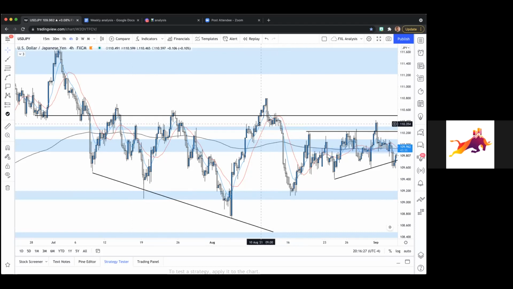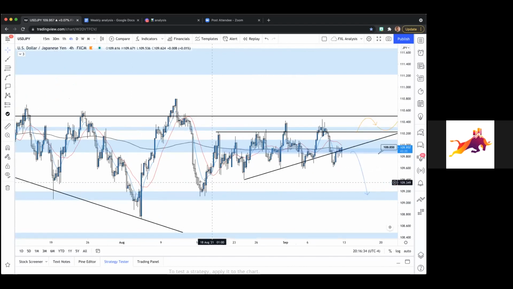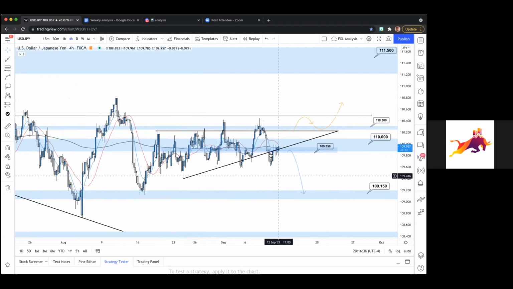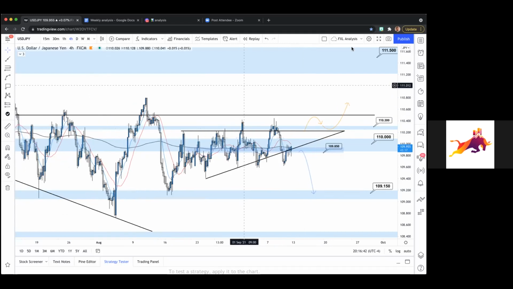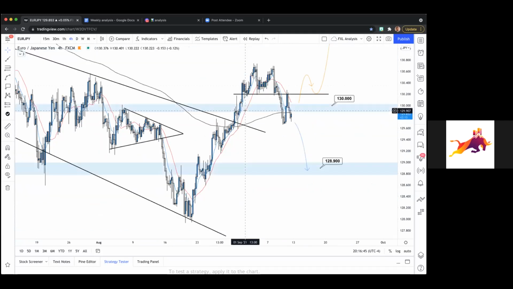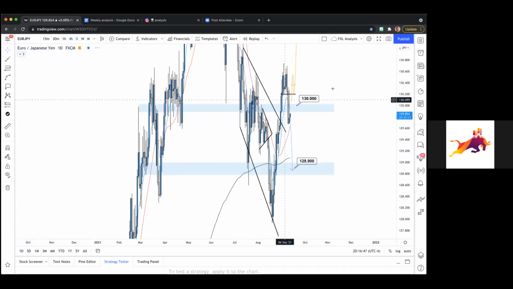This didn't play out, and I went with trade scenario 2 and it fell all the way back down to support at 109.2. Hopefully that's not going to happen now. Hopefully we just see this flop, but if it does push higher, don't get caught in a fake out. All right, so that's UJ. Let's move on to EJ, daily time frame.